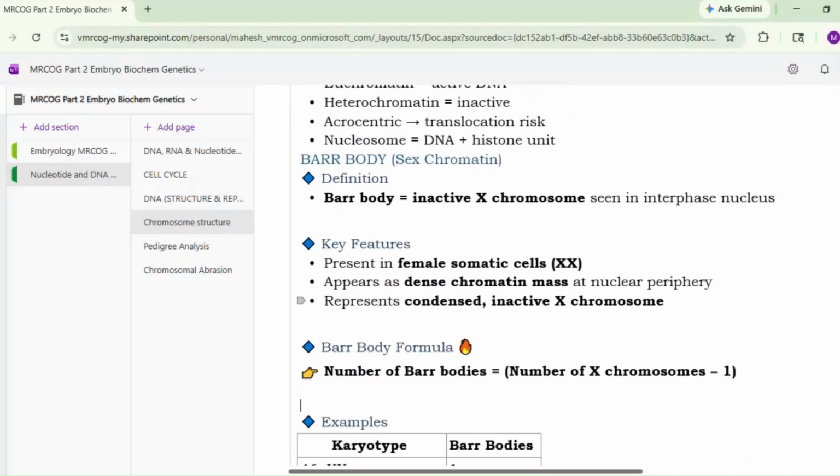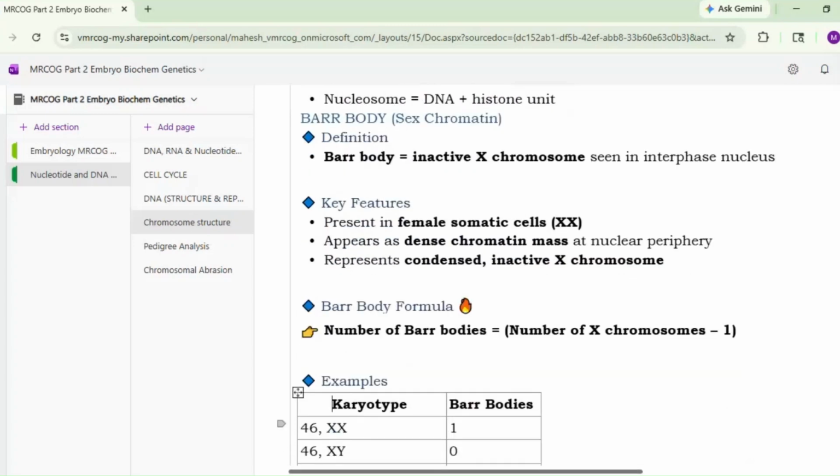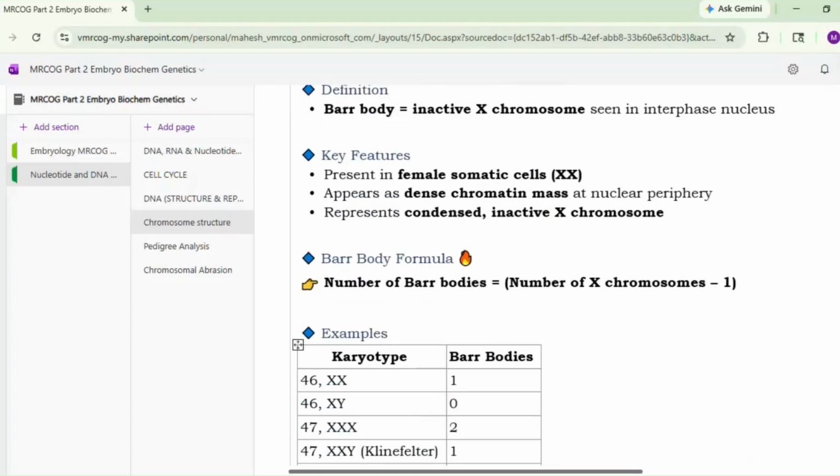This is very, very important. You will come to know from the examples here. Suppose we have 46 XX, that is a normal female pattern, there will be one Barr body. If it is a 46XY, that is a normal male, there will not be any Barr body because there is only one X chromosome. Why the X chromosome becomes inactive, we will also discuss. Now suppose there is an abnormal chromosome structure, that is 47XXX, then number of X chromosomes minus 1. Here there are 3 X chromosomes minus 1, so you will have 2 Barr bodies.